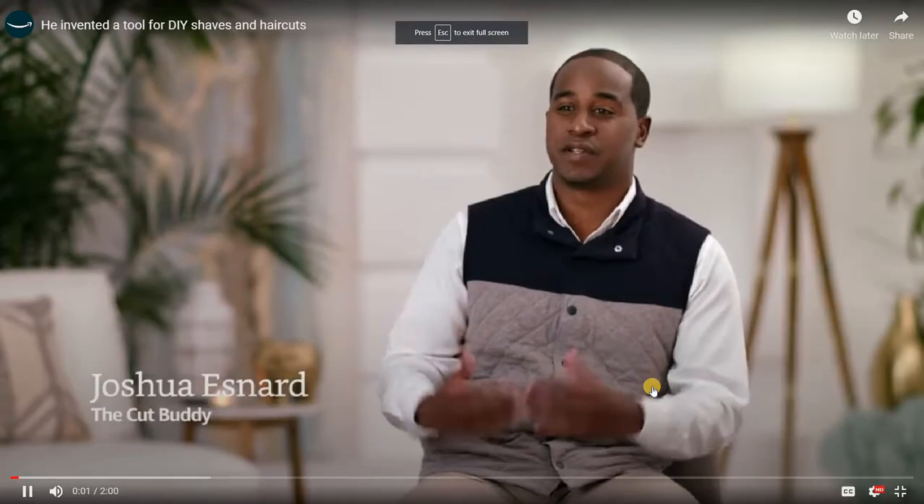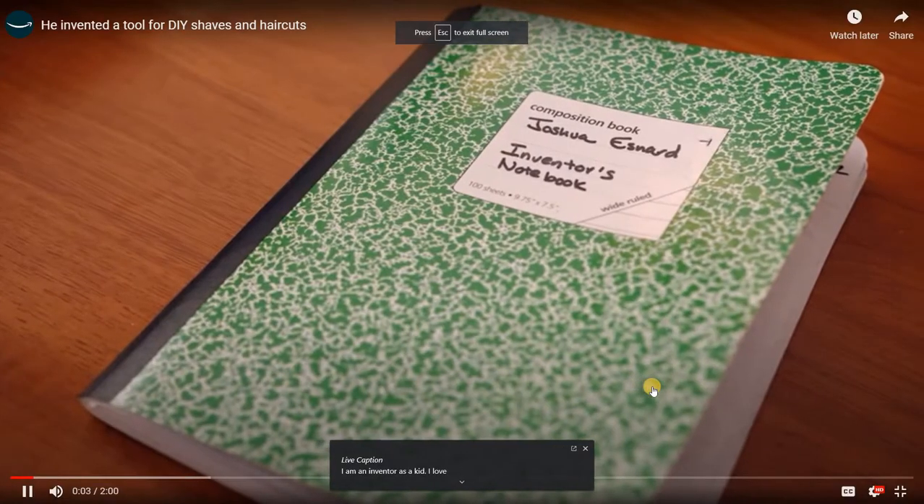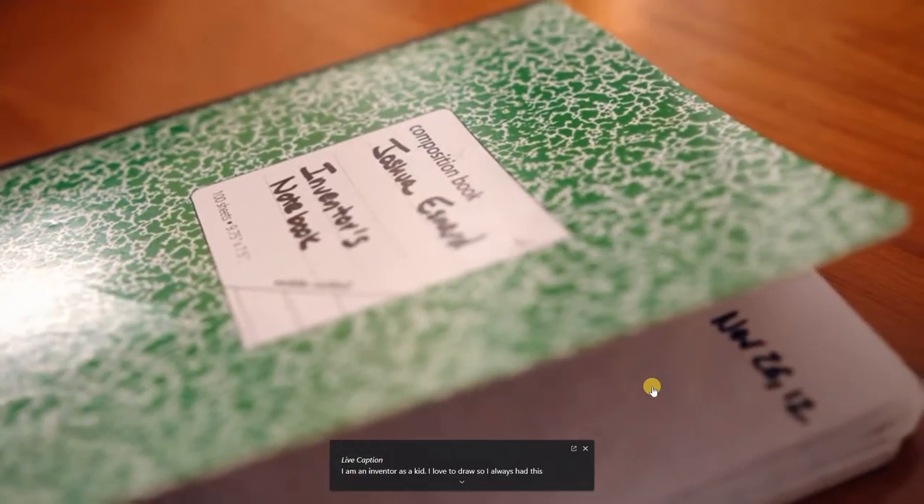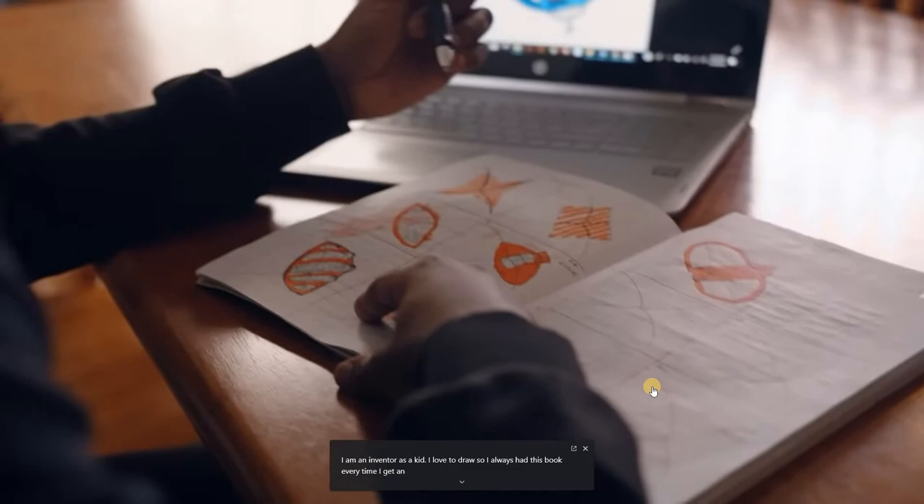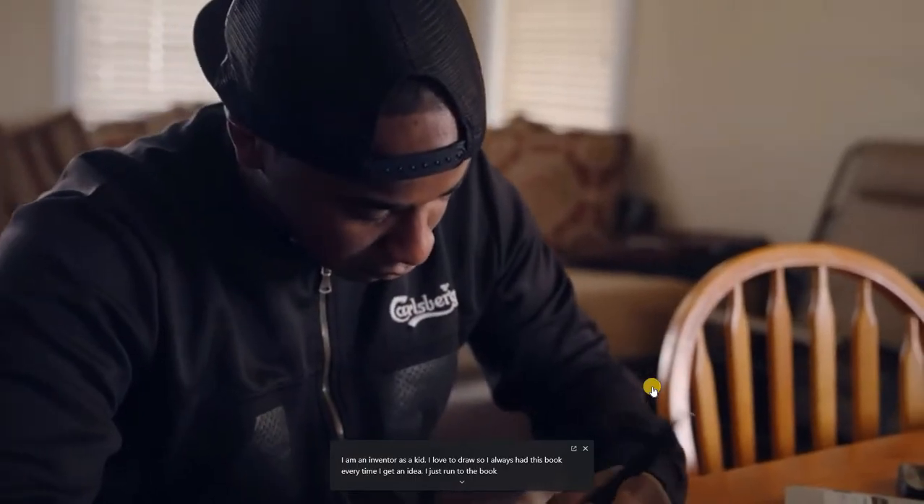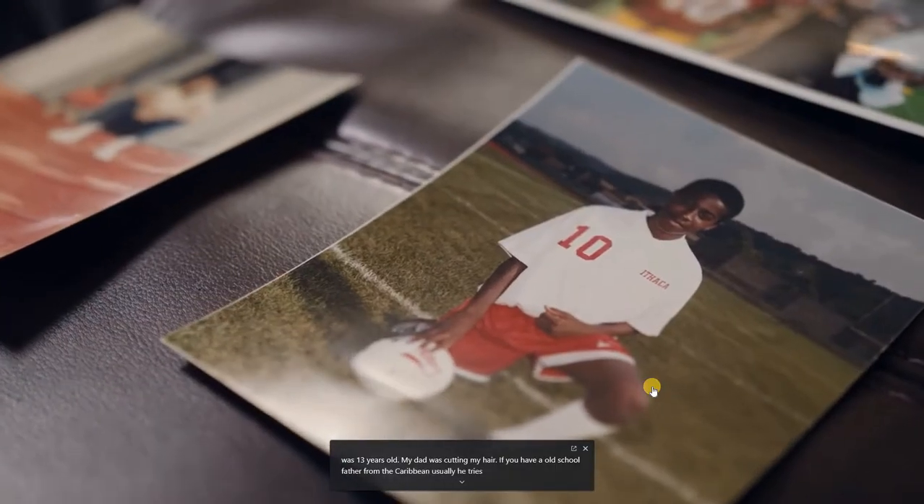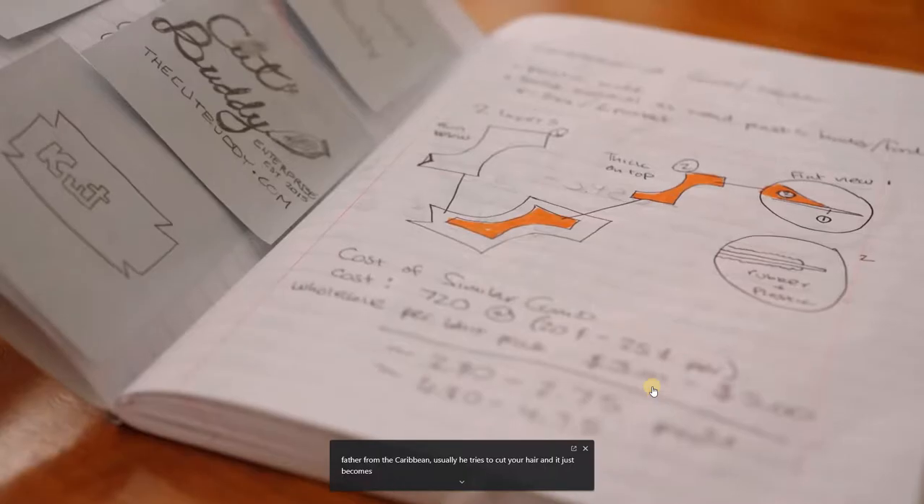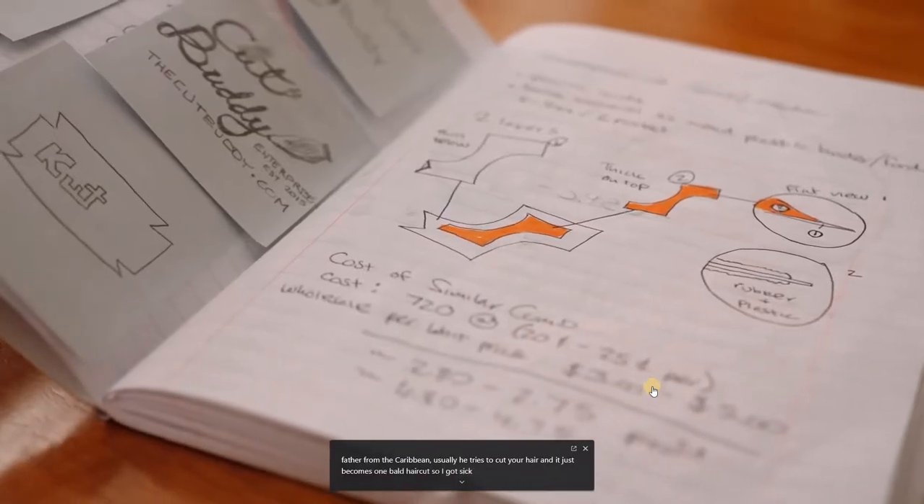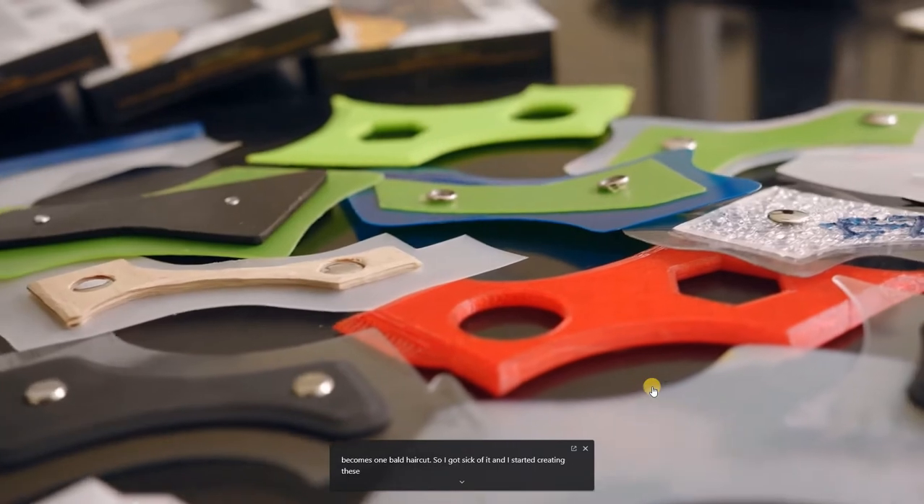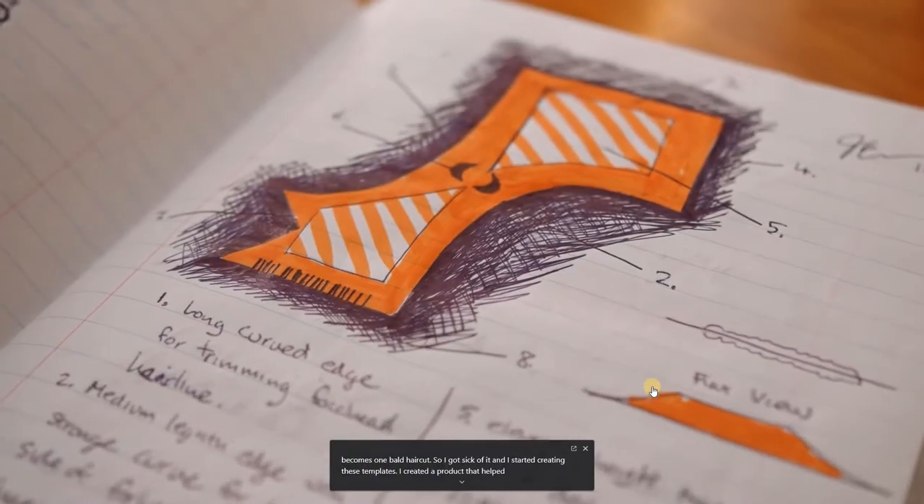I am an inventor. As a kid, I loved to draw. So I always had this book. Every time I got an idea, I just ran to the book and drew it down. When I was 13 years old, my dad was cutting my hair. You have an old school father from the Caribbean. Usually he tries to cut your hair and it just becomes one bald haircut. So I got sick of it and I started creating these templates. I created a product that would help me cut my own hair perfectly.